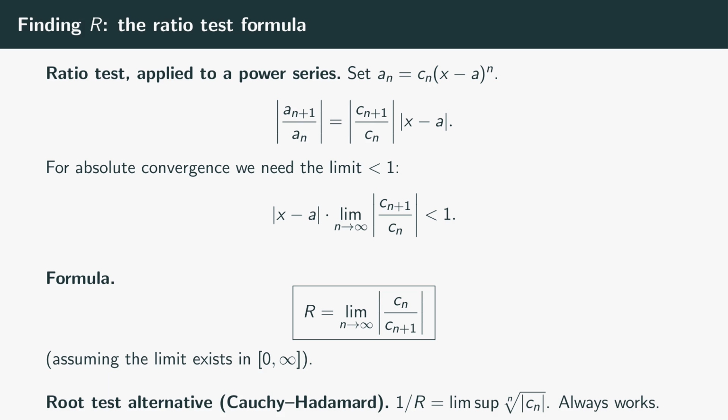Subtle point, this formula requires that the limit of the absolute value of c sub n over c sub n plus 1 actually exists. For most power series you'll meet, it does. But there's a more general formula due to Cauchy and Hadamard, using the root test, 1 over r equals the limit superior of the absolute value of c sub n to the 1 over n. The limit superior always exists, so this formula always works. For us, the ratio test version will be enough. We'll use the root test in one example near the end. Time to compute.